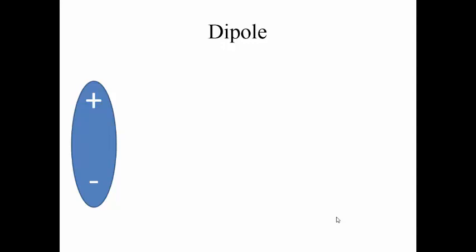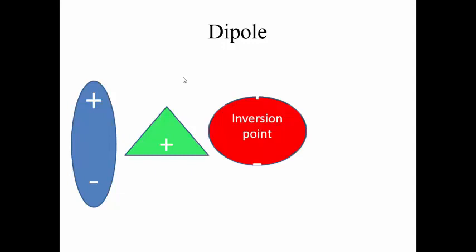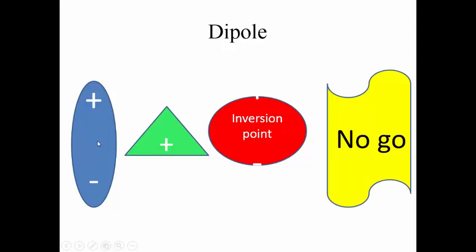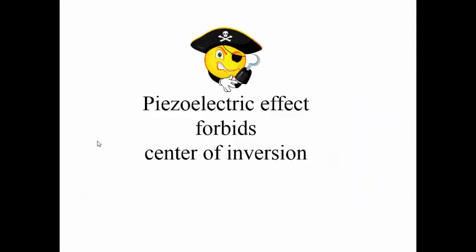Now, from a crystallographic viewpoint, you have to have a dipole in order to have a piezoelectric material. But if you add to a dipole an inversion point, you can't get a piezoelectric material, because if you put into this system an inversion right in here, you're going to get the plus going into plus or the minus going into minus. You can't get the plus going into the minus. Therefore, a dipole cannot exist when you have the inversion point in here. So that means that the piezoelectric effect forbids a center of inversion.